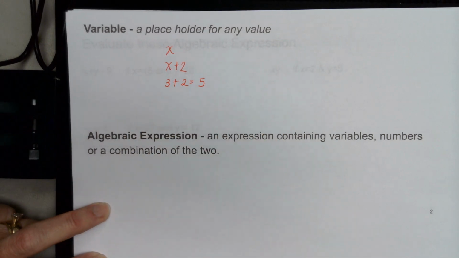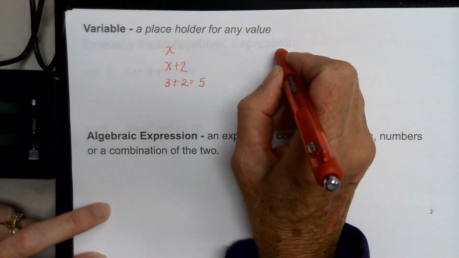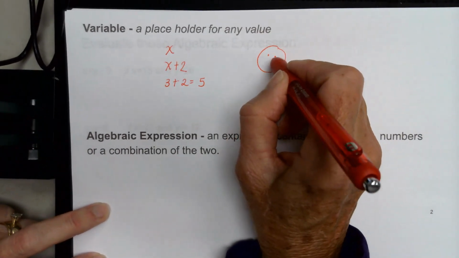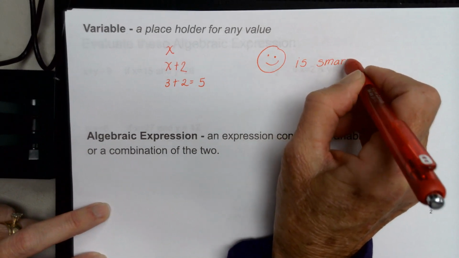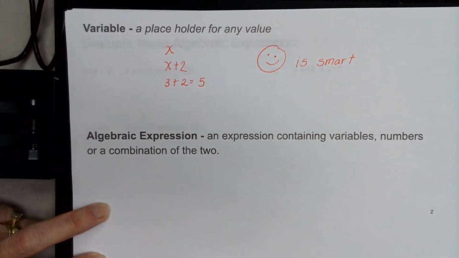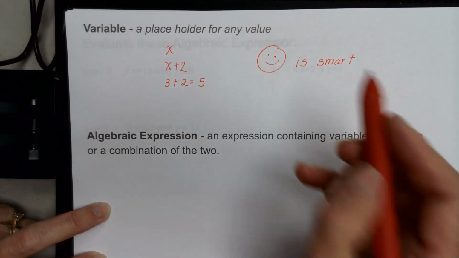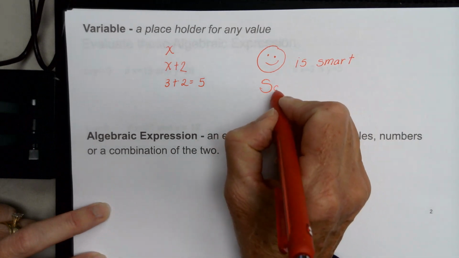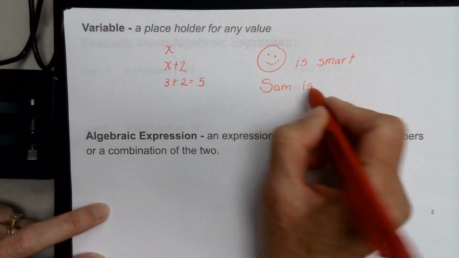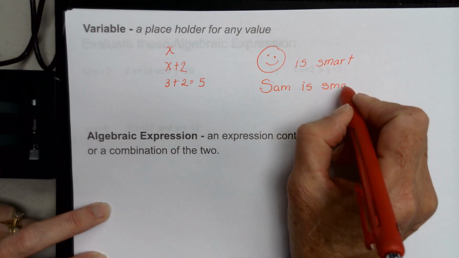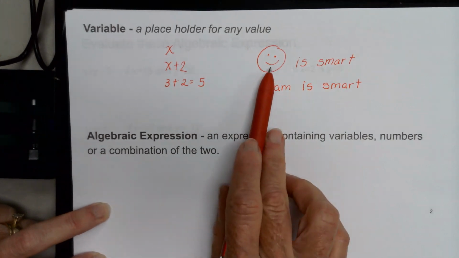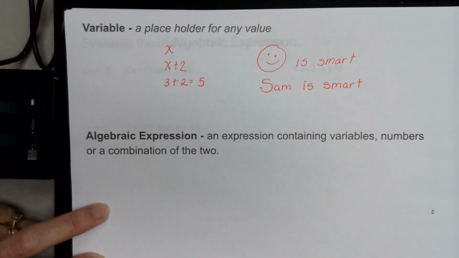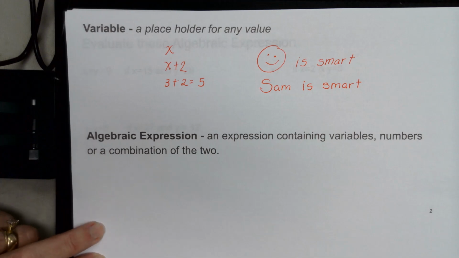A variable is kind of similar to writing in code. If somebody said smiley face is smart, I would have no idea who you were calling smart until I knew that smiley face maybe equaled Sam. And then I would know, oh, so you're telling me Sam is smart. So until the variable is given a value, or the smiley face is given a value, it doesn't have a whole lot of meaning to you.